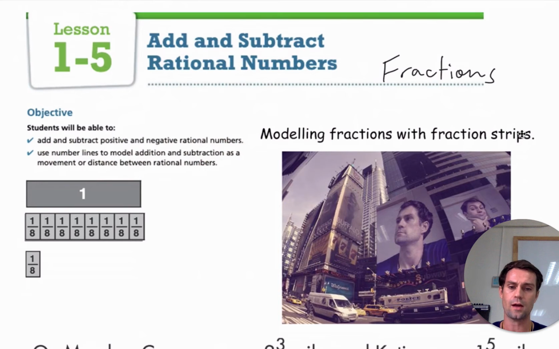So before we do that, I want us to look at how we can model fractions with fraction strips. So modeling isn't us posing, looking off into the distance, our face being put on New York City's skyline or billboard. That's what I'm trying to say, us modeling for a billboard. No, it's none of that.